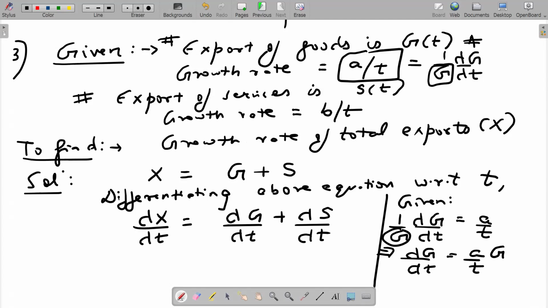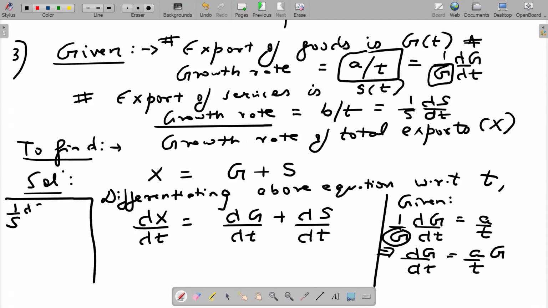And on similar lines, the growth rate of services is what? 1 by S times ds by dt. This is the growth rate of services. So we are given that 1 over S times ds by dt is B by T. So how much is ds by dt? Take S on the other side, it's B by T times S.